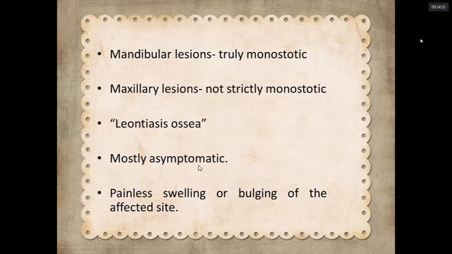Clinical presentation: the mandibular lesions are truly monostotic. That means it is truly limited to the single bone, whereas the maxillary lesions cannot be strictly monostotic. There is the enlargement of the jaw and it results in the lion-like faces, and the term leontiasis osseosa can be given. Mostly the lesions are asymptomatic, and there is only presence of painless swelling or bulging of the affected site.